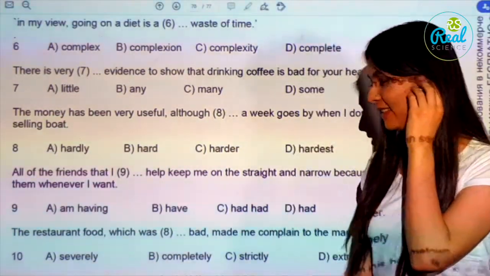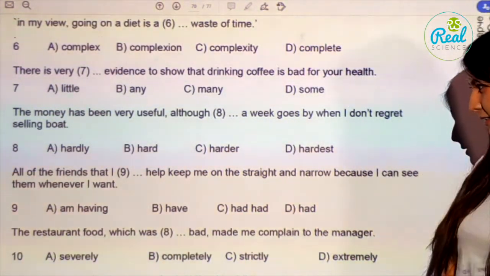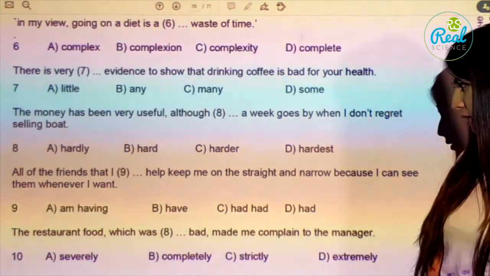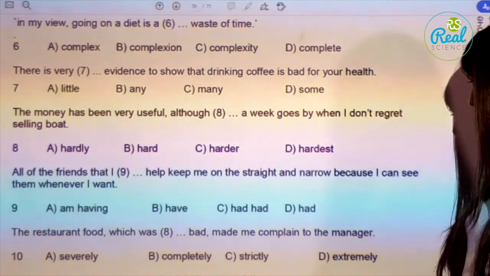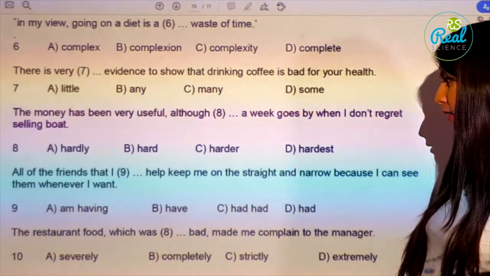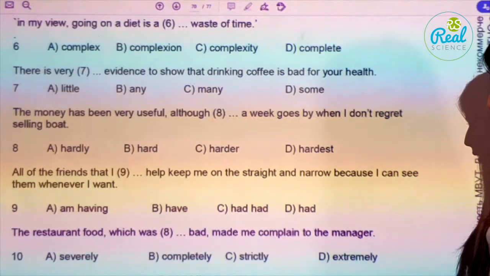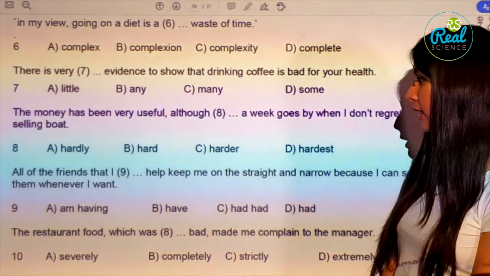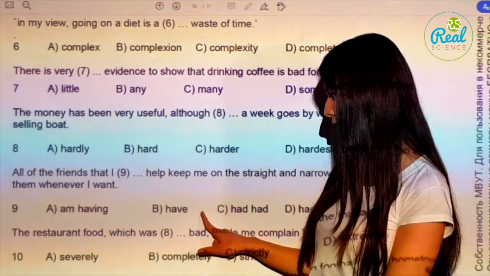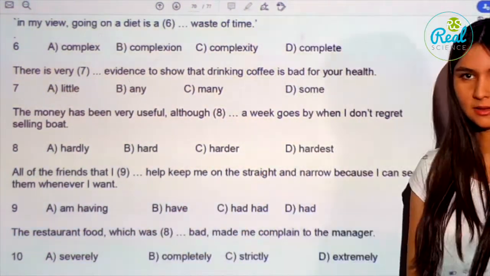Yes, 9. All of the friends that I have help keep me on the straight and narrow because I can see them whenever I want. Okay, good job. The best option is B. So 10.